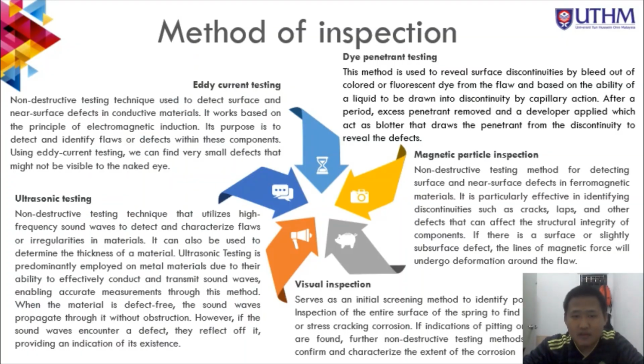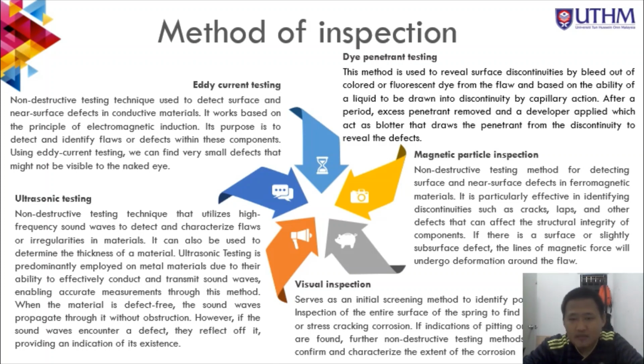There are several methods of inspection for the internal X70 spring for a subsea valve. One of the methods is dye penetrant testing. This method is used to reveal surface discontinuities by bleed-out of colored or fluorescent dye from the flaw, based on the ability of a liquid to be drawn into a discontinuity by capillary action. After a period, excess penetrant is removed and a developer is applied, which acts as a blotter that draws the penetrant from the discontinuity to reveal the defect.